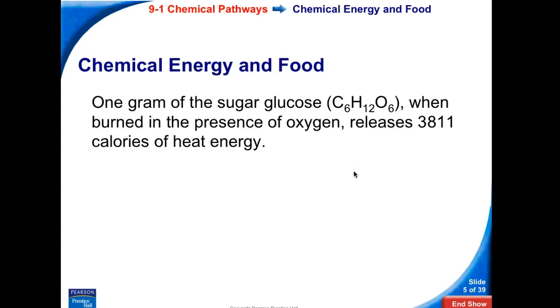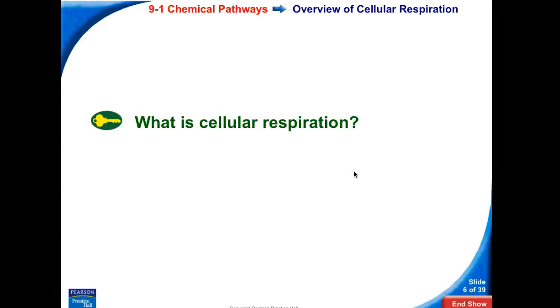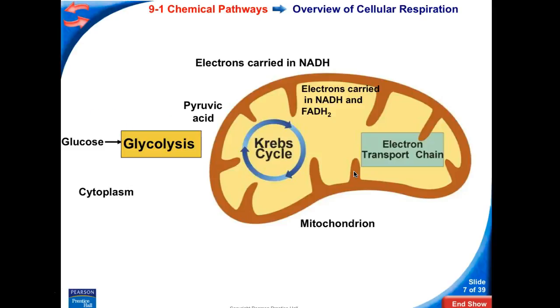So, chemical energy in food. We know that 1 gram of sugar, or glucose, C6H12O6, when burned in the presence of oxygen is going to release 3,811 calories of heat. We've learned from lab that a calorie is the amount of energy needed to raise the temperature of 1 gram of water by 1 degree Celsius. So let's apply that concept to cellular respiration.